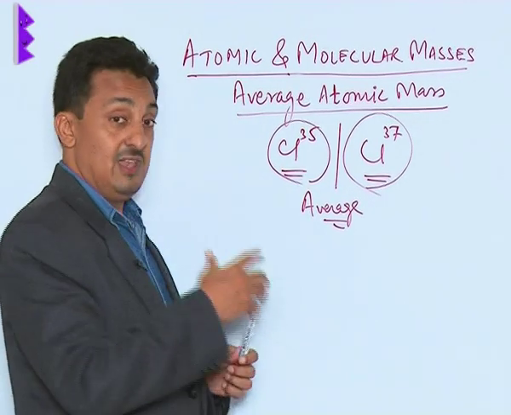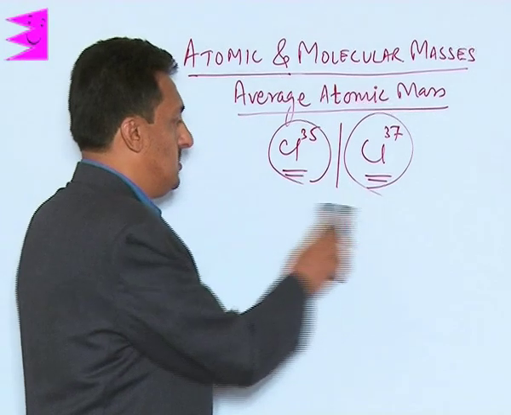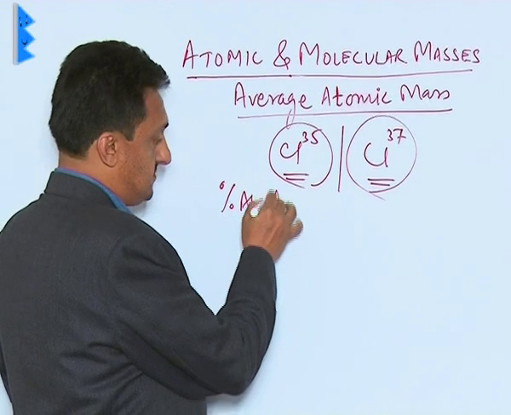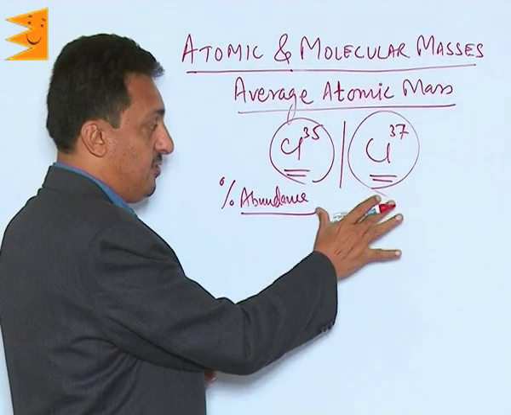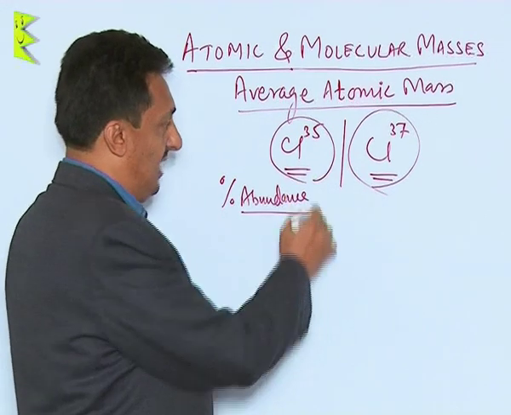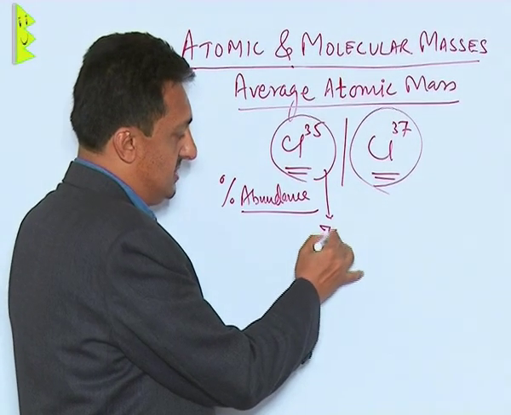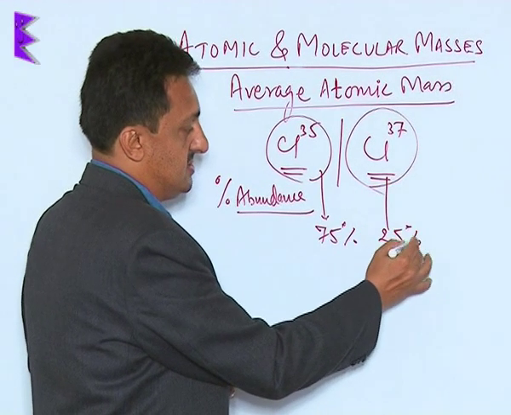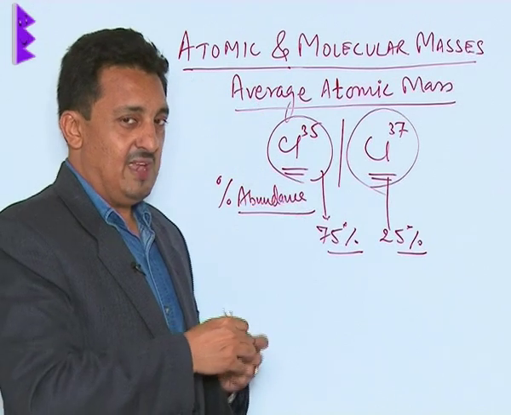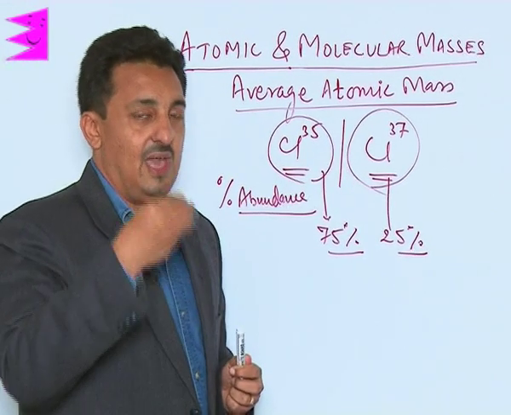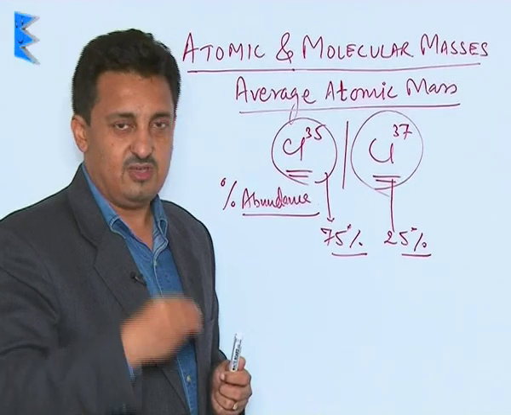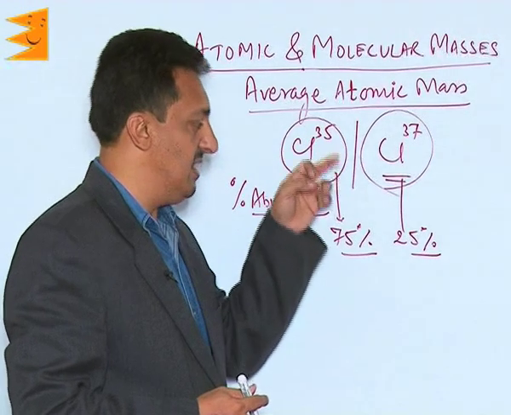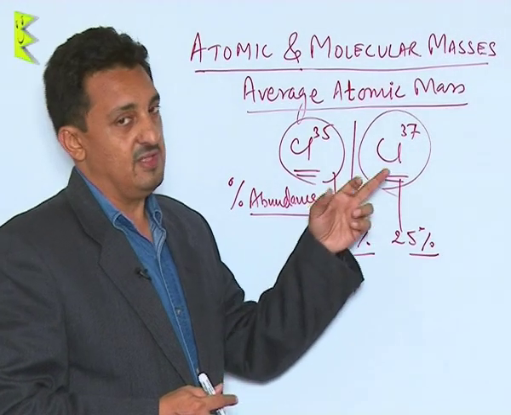Now let us see how to find this average atomic mass. For this, we need to know the percentage abundance of these isotopes on the Earth's crust. For chlorine, chlorine 35 is 75% and chlorine 37 is 25%. What does this percentage abundance mean? If we randomly pick up 100 atoms of chlorine from any sample in nature, we will find on average 75 will be chlorine 35 and 25 will be chlorine 37.